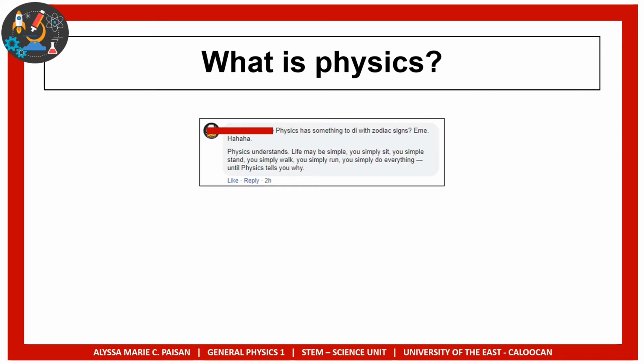So hopefully, as we progress in our discussions, you too will be able to give meaning to the word physics on your own, not just using the book's definition.